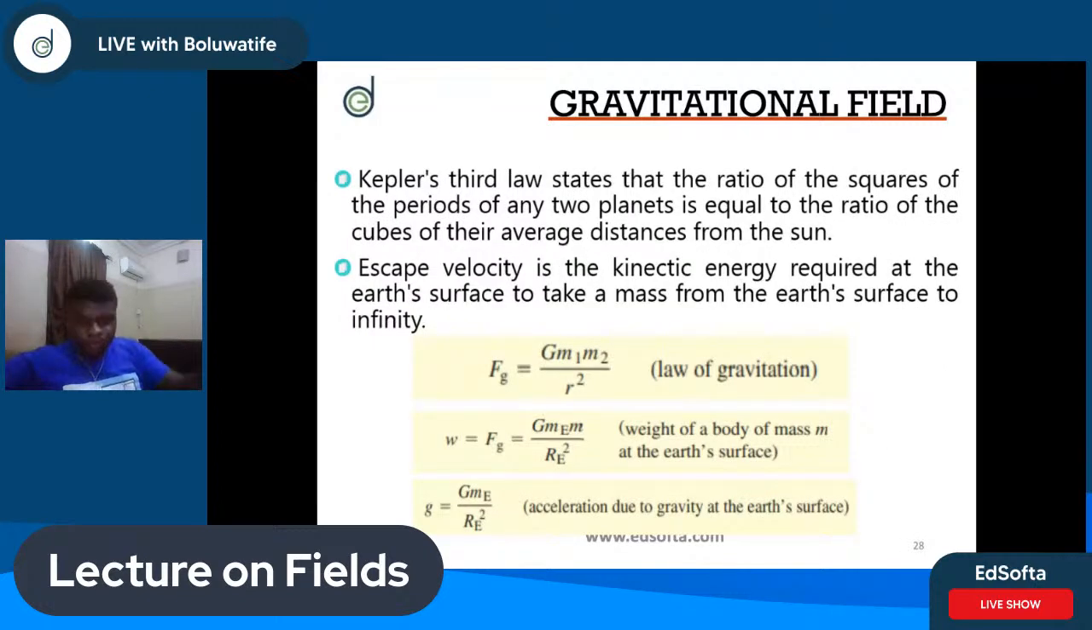And the third law says that the ratio of the squares of the periods of any two planets is equal to the ratio of the cubes of their average distances from the sun. So it's comparing multiple, different planets.